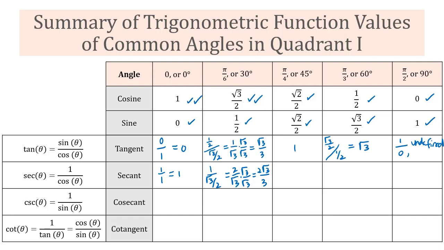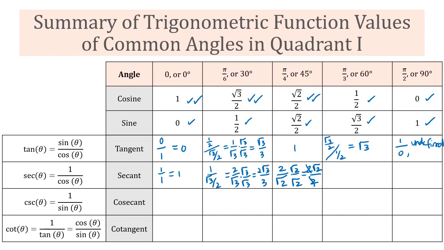For the secant of 45 degrees, it's the reciprocal of the cosine function. So I'm going to take that square root of 2 over 2 value, and I'm going to reverse the numerator and the denominator, and I'm going to rationalize the denominator. So that leaves me with 2 times the square root of 2 all over 2. And the 2's cancel out, and so I'm left with the secant of a 45-degree angle, or pi over 4 radians, being equal to the square root of 2.